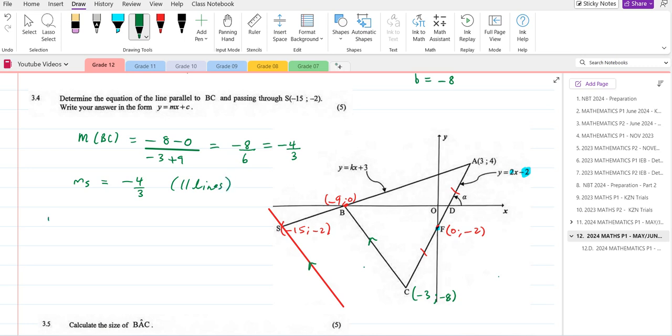Now we're going to use this equation y minus y1 equals m into x minus x1 at point S, which is negative 15 and negative 2. So there's your x value, there's your y value. Put it here.